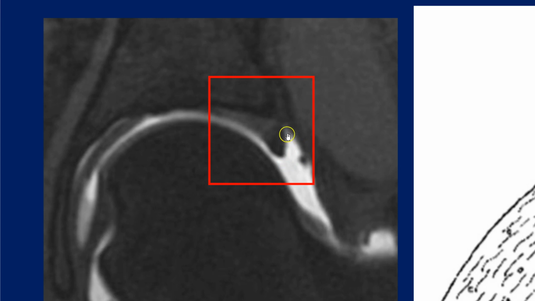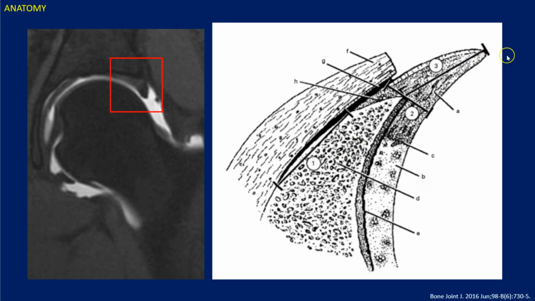Also note the recesses, in particular between the capsule and the labrum here. And sometimes it's not abnormal to have a recess mimicking a labral tear in between the fibrocartilaginous and hyaline articular cartilaginous portions of the labrum.